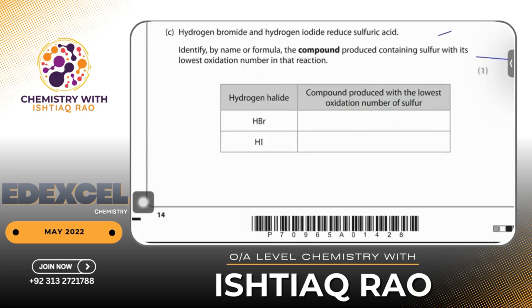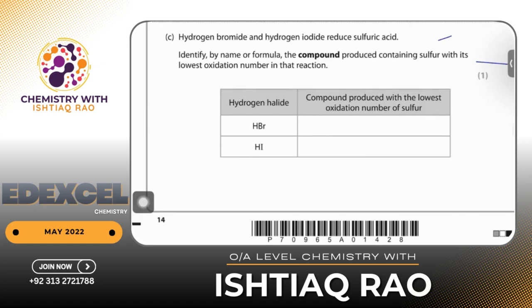Okay. See this one? Hydrogen bromide and hydrogen iodide reduce sulfuric acid. Identify by name or formula the compound produced containing sulfur with its lowest oxidation number in that reaction. Again, for this reaction, you are supposed to memorize the reaction. How many products are formed when the sulfuric acid is reacting with HBr and when it is reacting with HI.